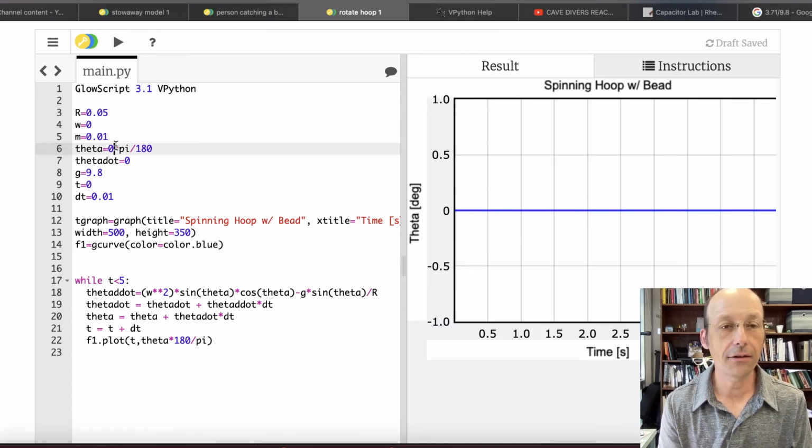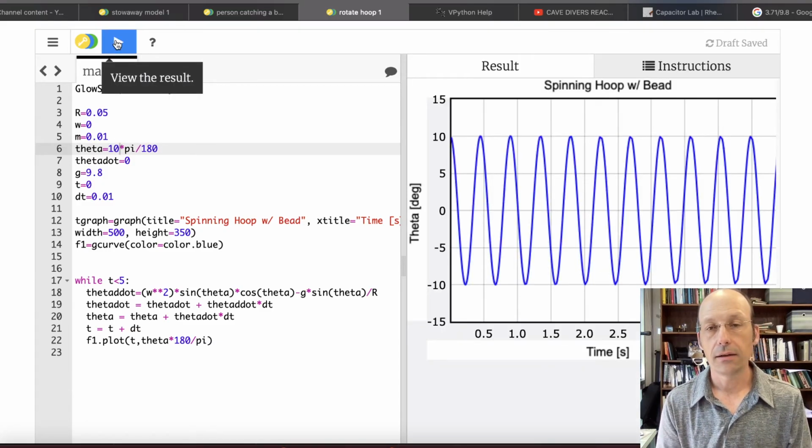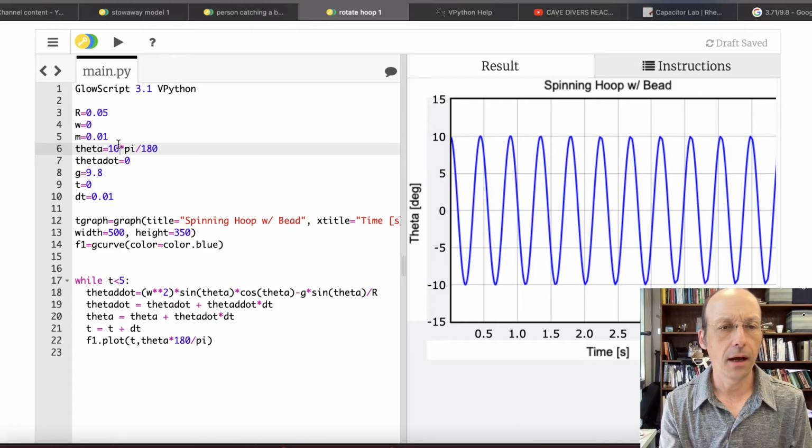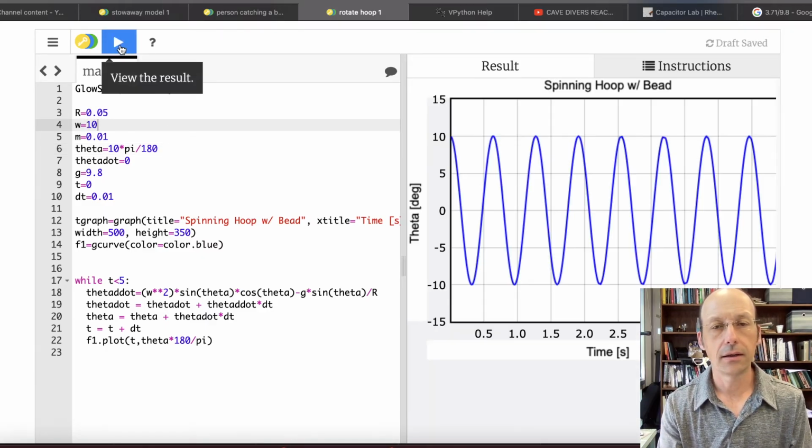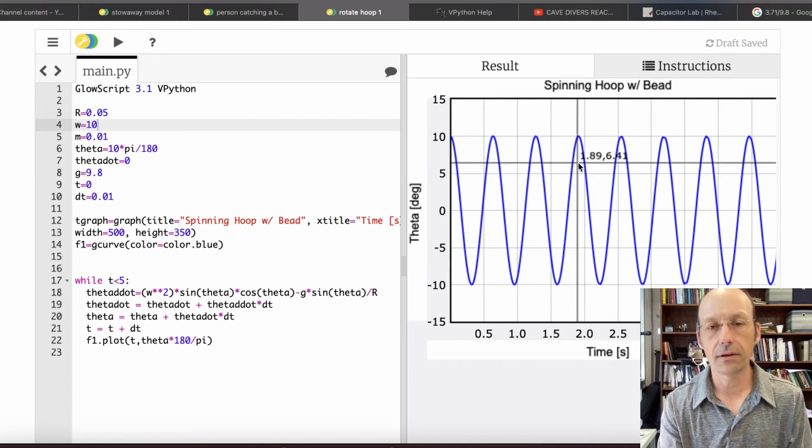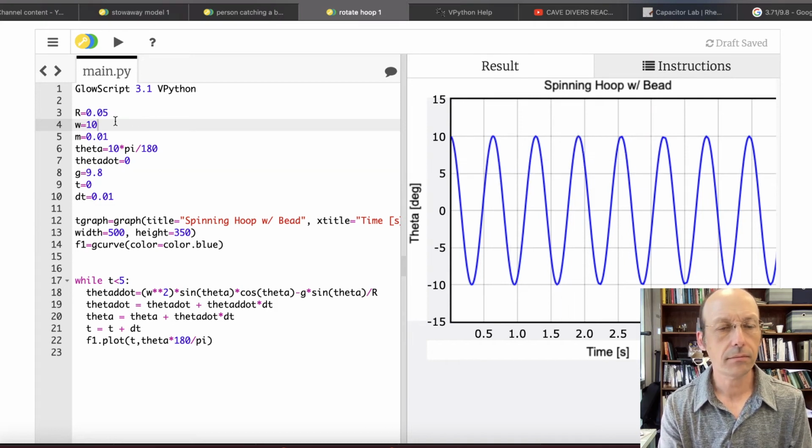Now if I increase that just a little bit by, let's say, 10 degrees, and it's not rotating, it's going back and forth between 10. I think that's okay. Let's put this at 10 degrees with an angular velocity of 10. Okay, so that is different. That does look different. Let's put this at 100. Let's put it at 50.